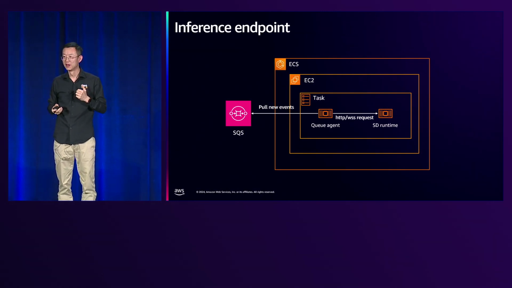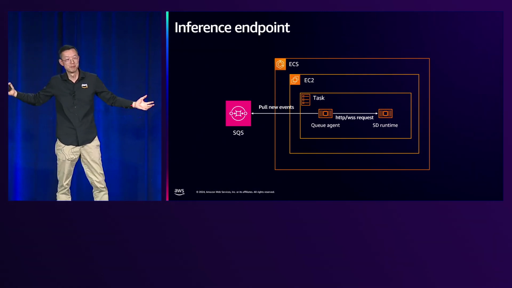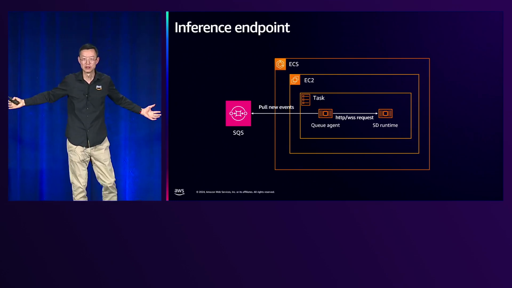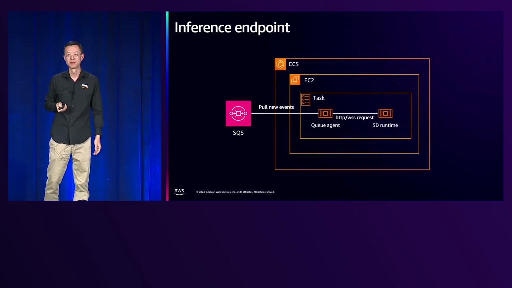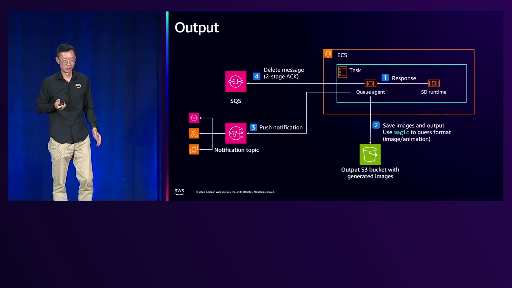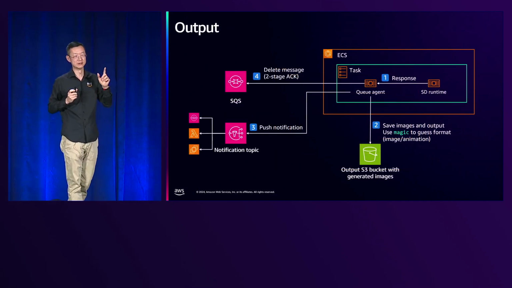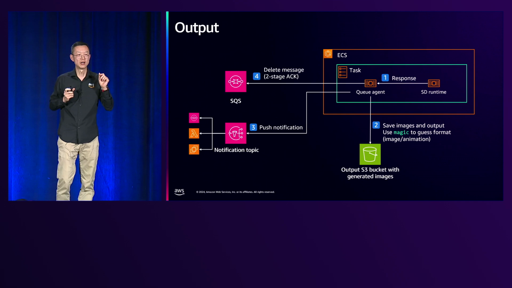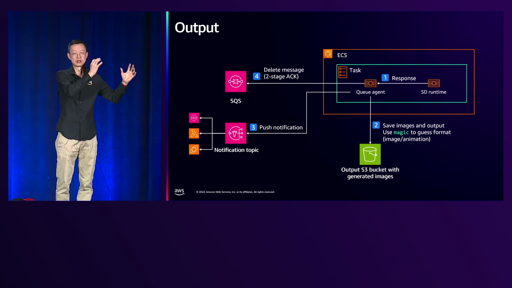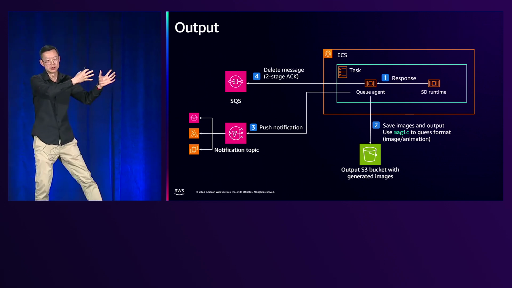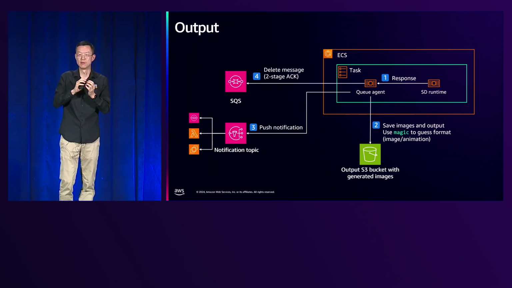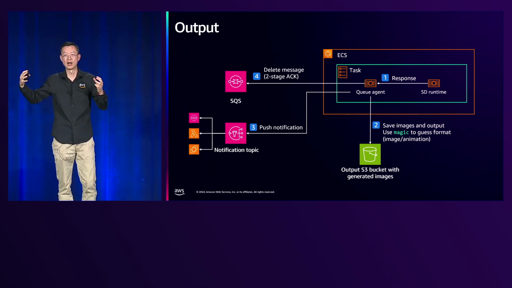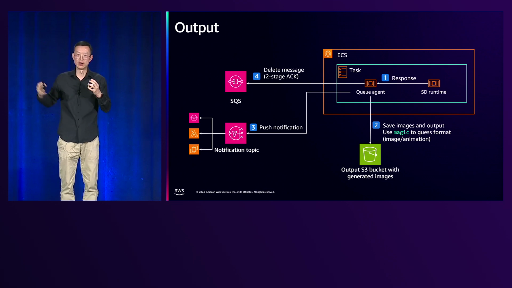All right, we talk about front end, we talk about back end. How about we put everything together? Let's see how the workflow looks like. All right, let's start with number 1, task. Step 1, basically I have a job in the queue, and then the agent will pull the message and pass it on to the SD runtime, load model files to generate the image.